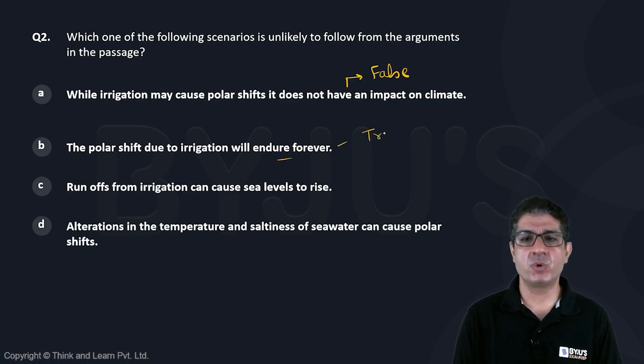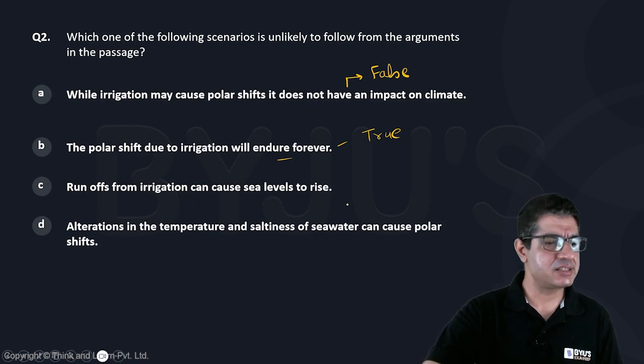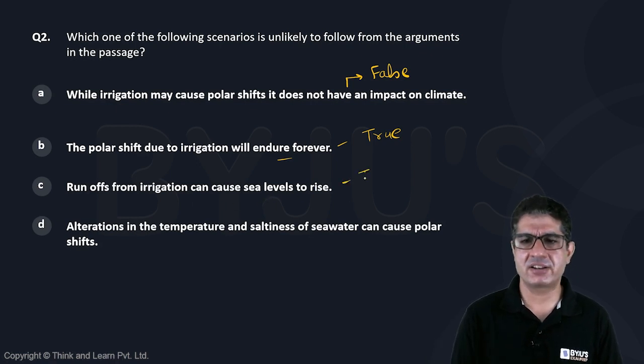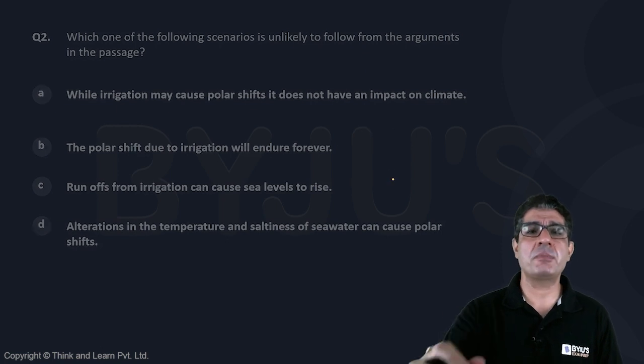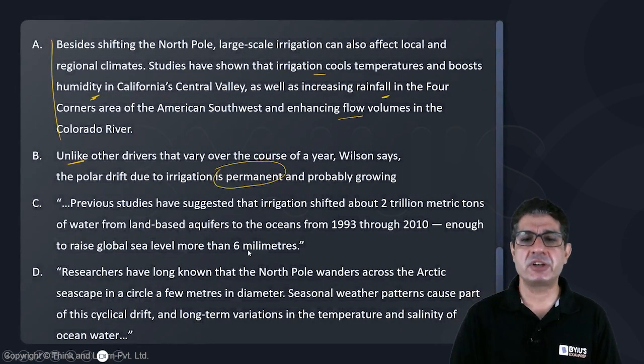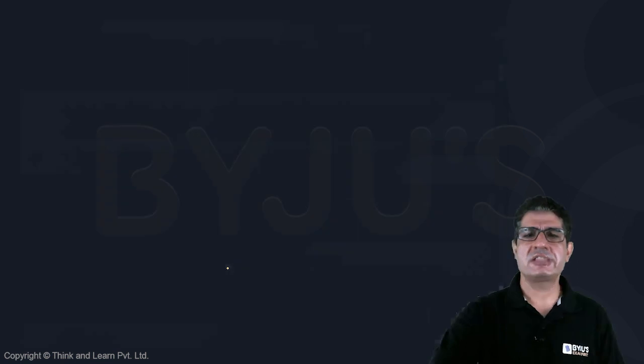that's true. Runoffs from irrigation can cause sea levels to rise. That's once again true. I can take you to the relevant part. Remember that 6 millimeter increase that has been talked about in the passage? Right here. See this? So yes, even this is true.